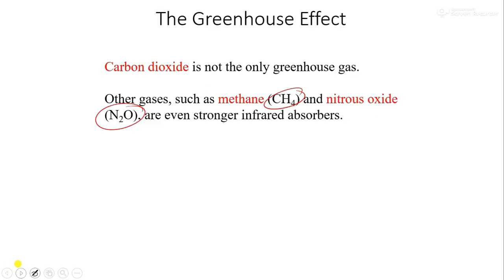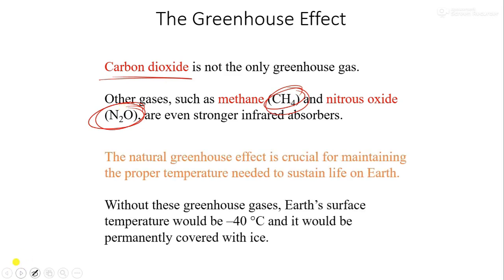Now, greenhouse gases. Carbon dioxide is a greenhouse gas, but it is not the only greenhouse gas. Methane and nitrous oxides are also greenhouse gases. The natural greenhouse effect is crucial for maintaining the proper temperature needed to sustain life on Earth. It is very important when we talk about the natural greenhouse effect. Actually, the greenhouse effect is important to survive life on the land.